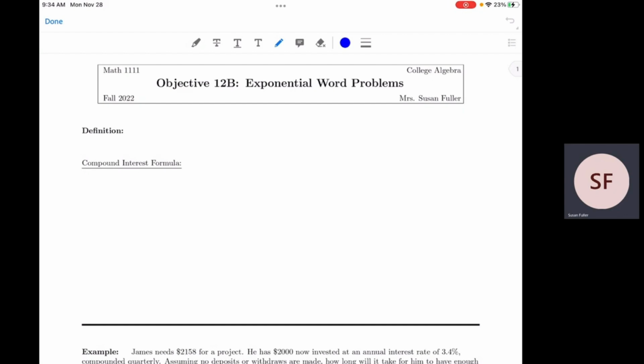The first one is the compound interest formula. This is probably something you've seen before, but it might have been a while, so I just want to refresh your memory. The compound interest formula is A equals P times the quantity 1 plus R over N, all to the N times T. So this is what the compound interest formula looks like. Let's go through what all of these things mean.